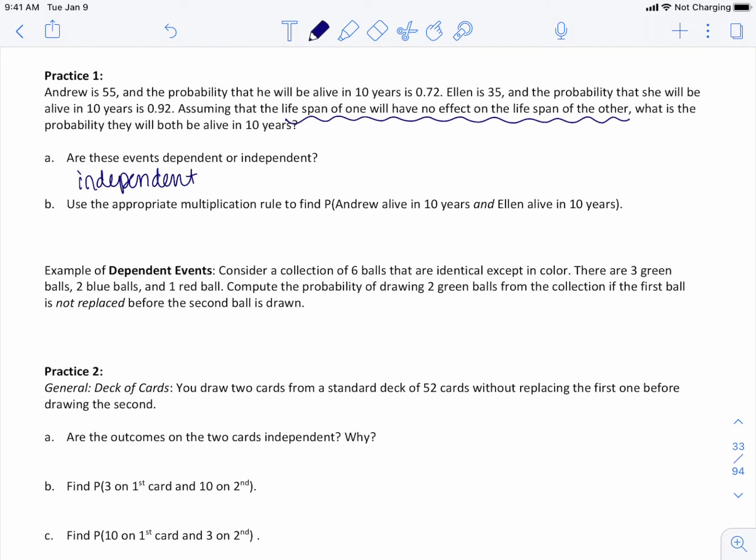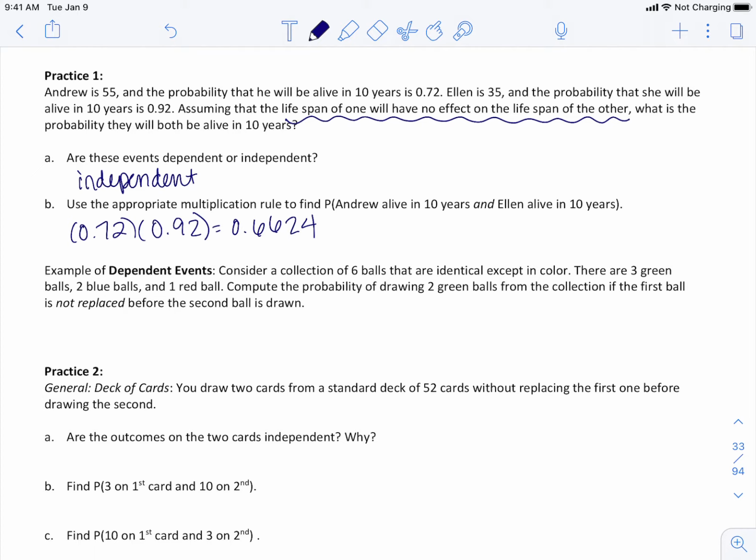So use the appropriate multiplication rule to find the probability that Andrew will be alive in 10 years and Ellen will be alive in 10 years. Please do this. So we can take 0.72 times 0.92, and that's going to give us 0.6624.